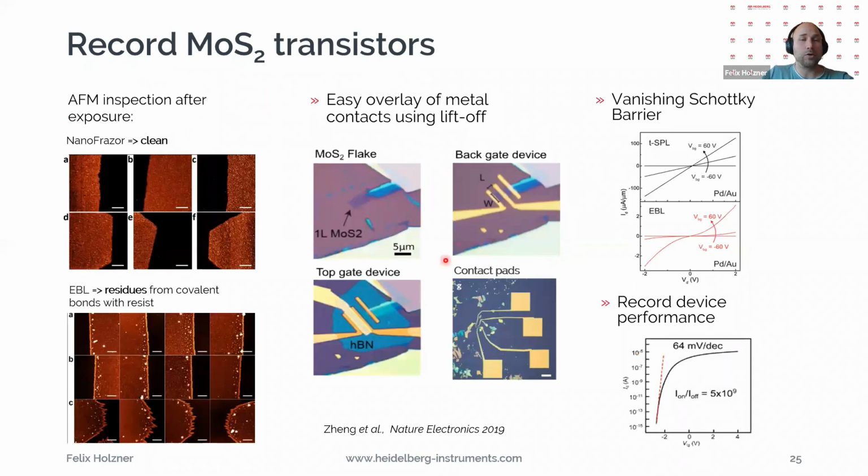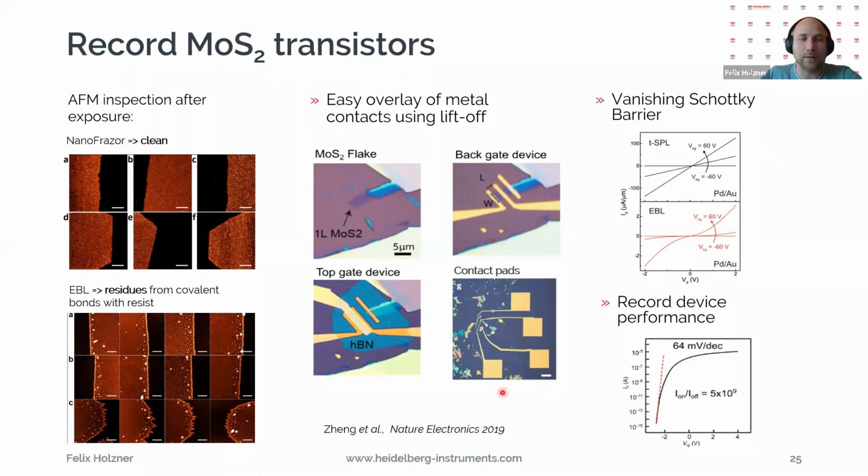Okay, and that approach enabled, for example, also this nice paper published last year. Here they compared MoS2 transistors made with NanoFrazor and made with e-beam with PMMA resist. Here you see the residues and the roughness they have with e-beam, and that creates a Schottky barrier. If you have a high contact resistance with your super nice material, you can't make a proper, real device out of it, because then the contact resistance dominates the performance of your device. And here they could show they could really make ohmic contacts on these 2D materials in this paper.